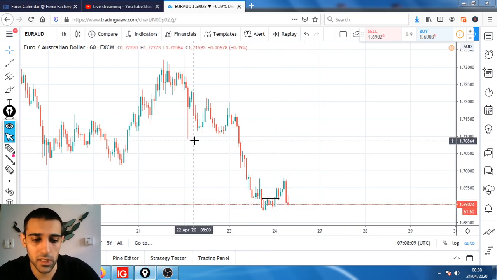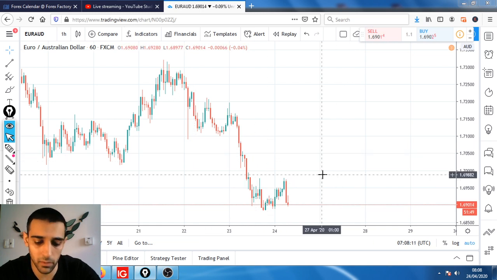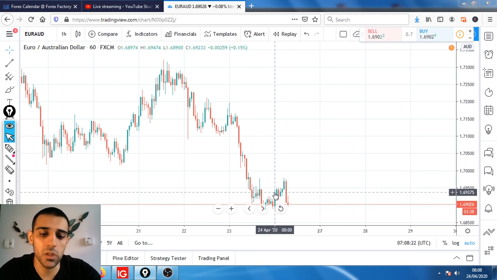this pair because this pair moves a lot. It can cover, in normal market conditions, a good 300 pips a day. So something to keep in mind. That's why we generally use bigger, wider stop losses on this particular pair.